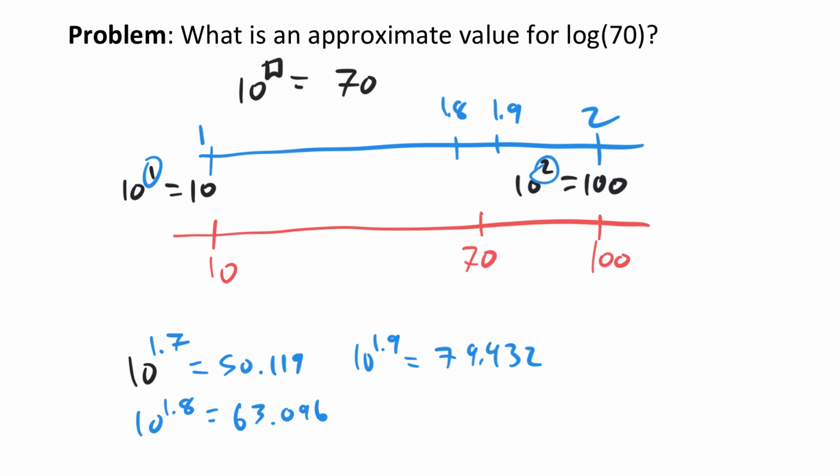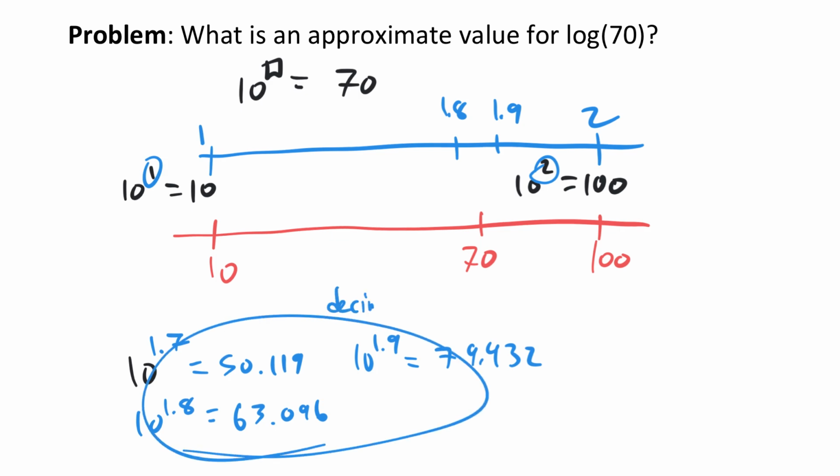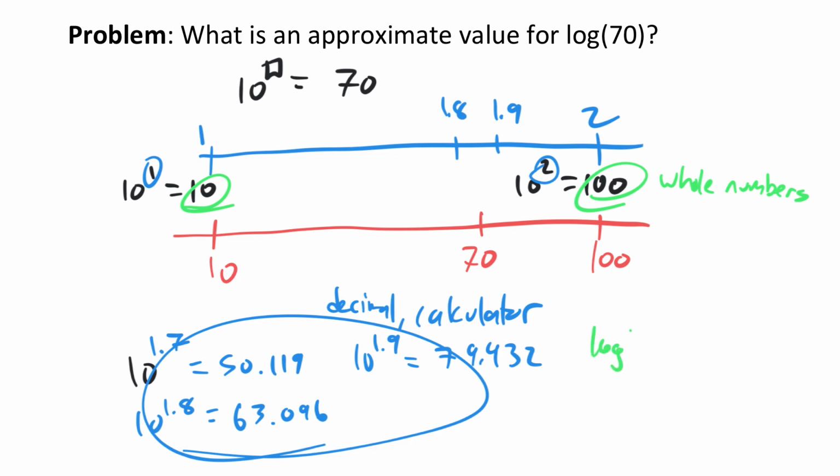And so this idea of using benchmarks, whether we're talking about the decimal benchmarks, or calculator versions, or even just the ones we did up here using whole numbers, we should be able to at least approximate the value for log 70. And now, let's go ahead and just get it with our actual calculator. Log 70 will be 1.845.